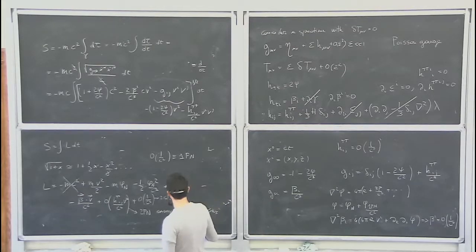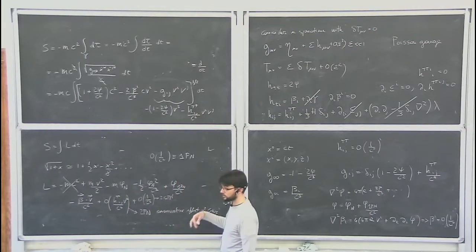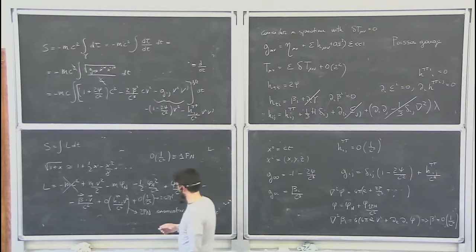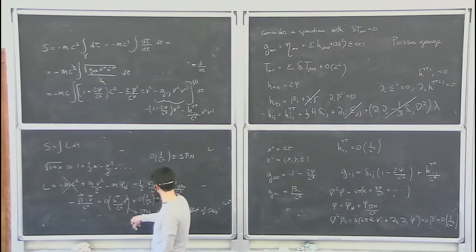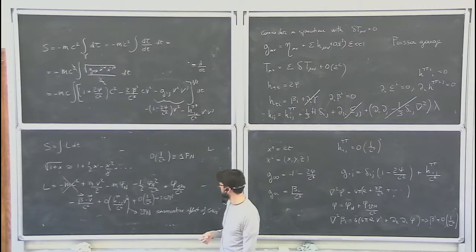So this is much higher order than what we're considering here. We're stuck to 1PN, but if you expand the equations further, you will see that there is an effect at 2PN, a conservative effect, and 2.5PN, which is a dissipative effect.